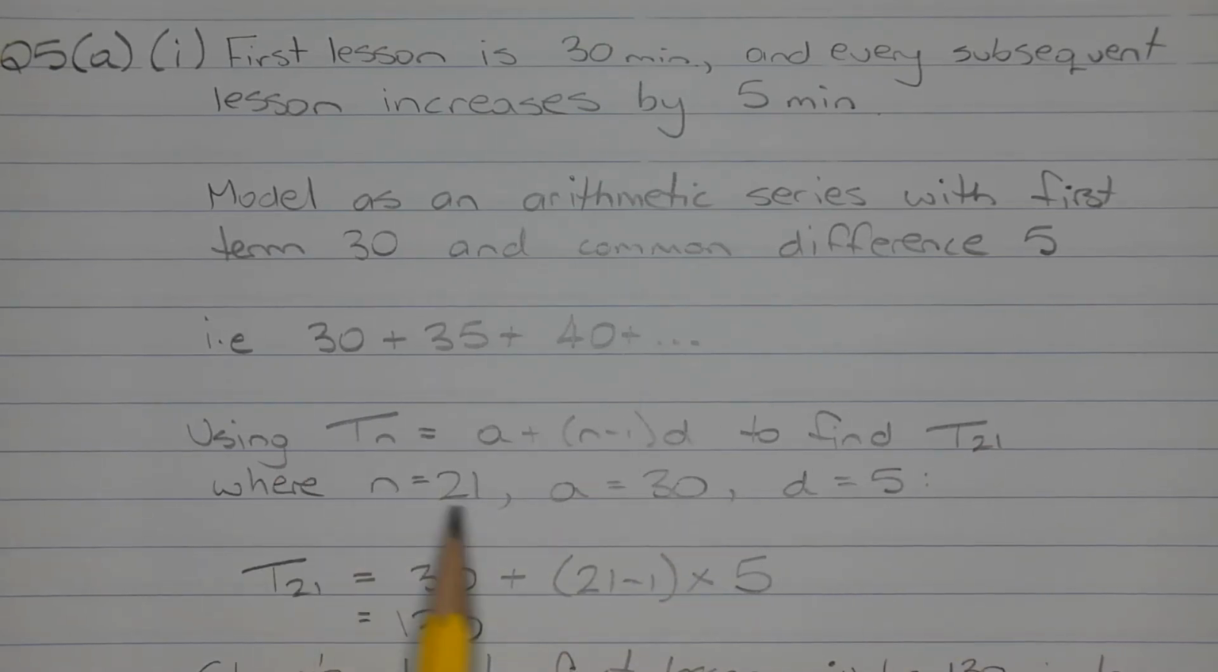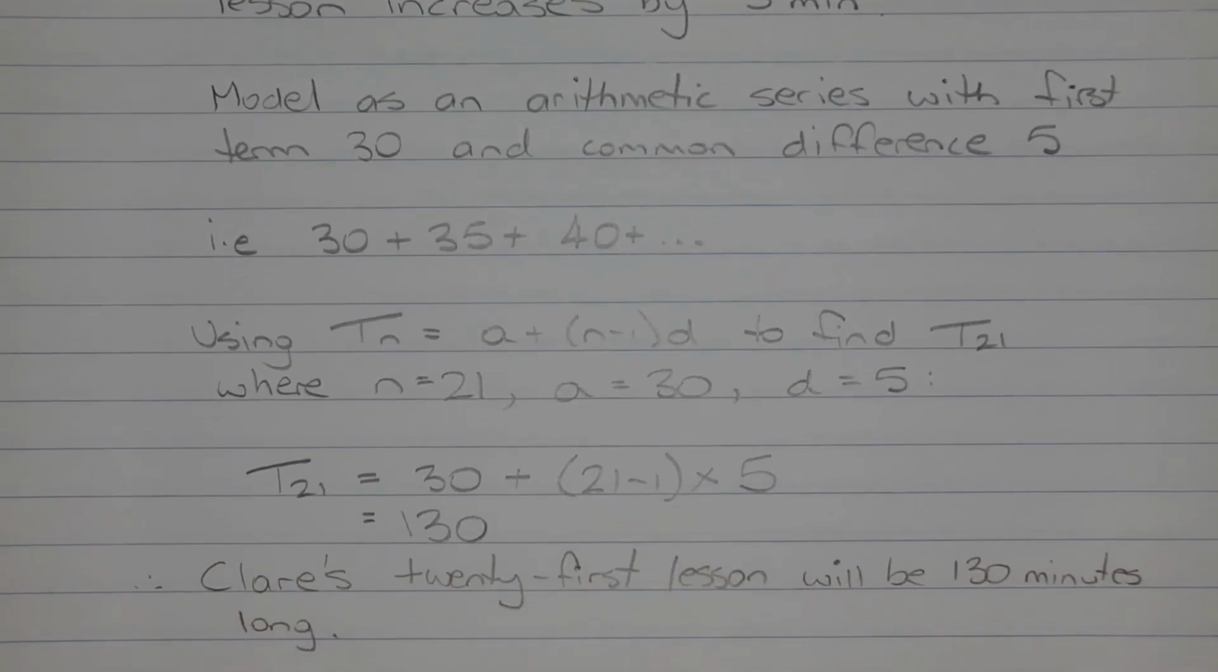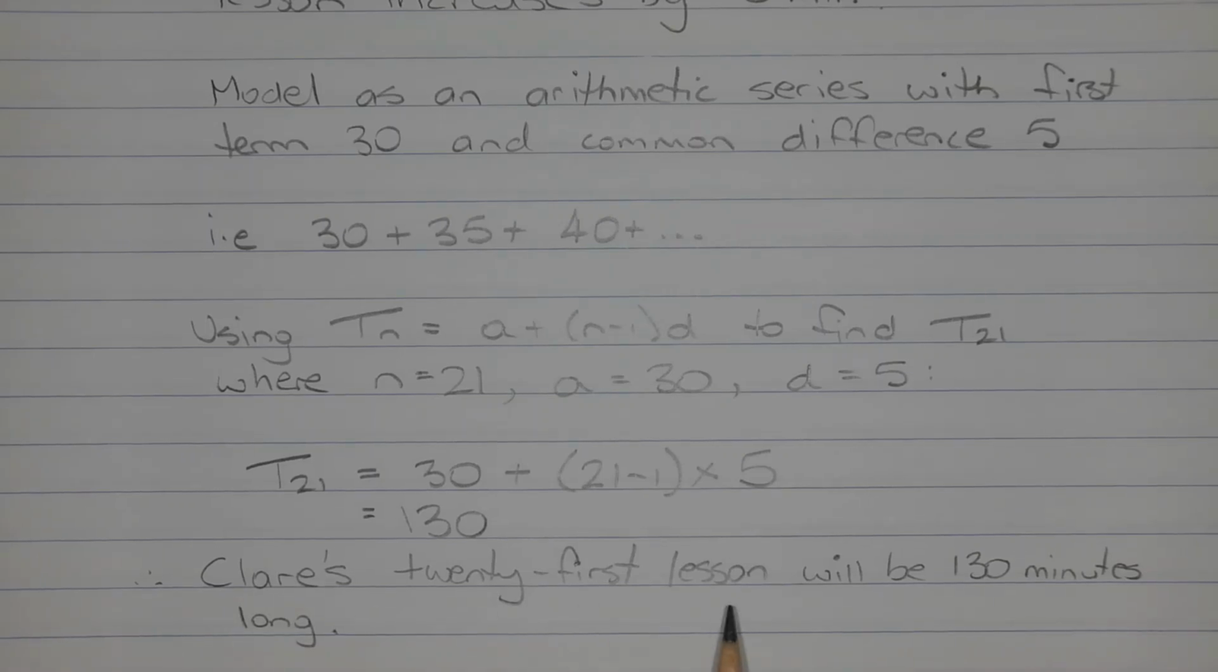If you recall, this is the formula to find the general term of an arithmetic series, where n is equal to 21, a is equal to the first term 30, and d is equal to the common difference 5. We get T21 equals 30 plus (21 minus 1) times 5, which equals 130. Therefore, Claire's 21st lesson will be 130 minutes long.